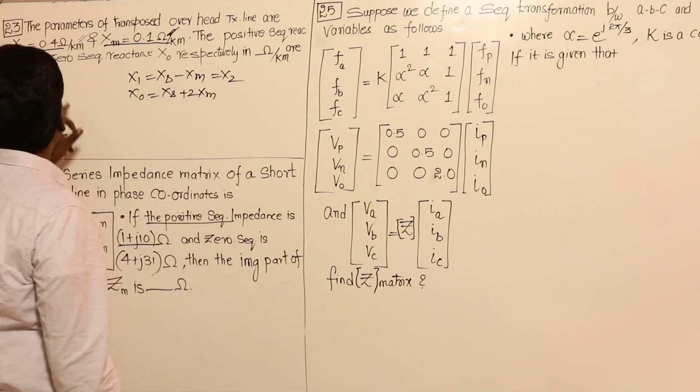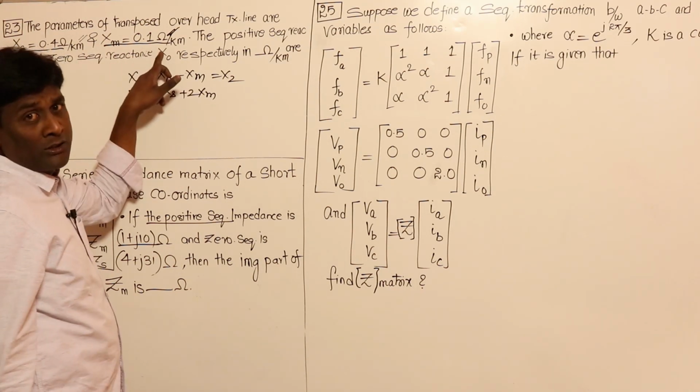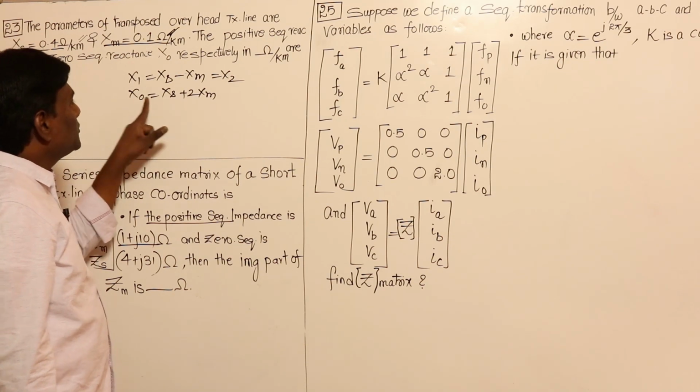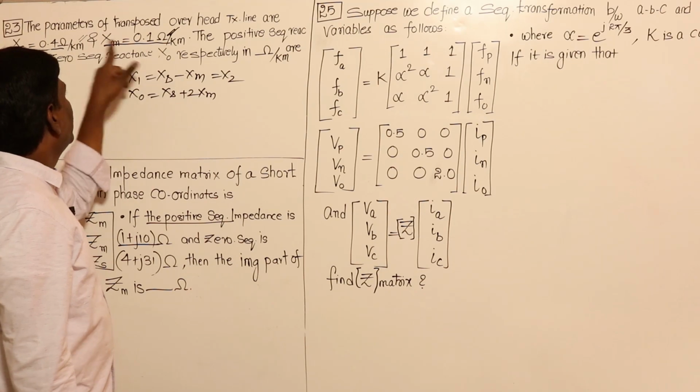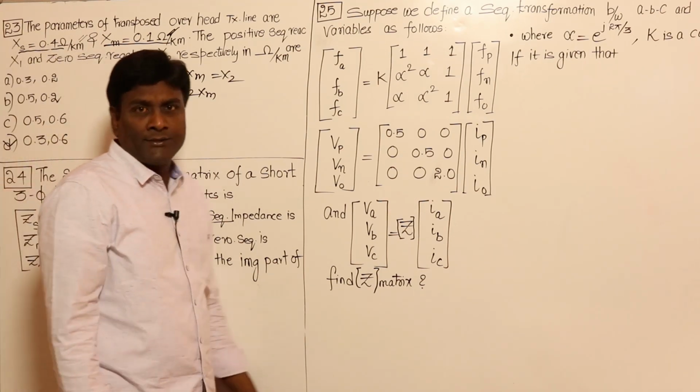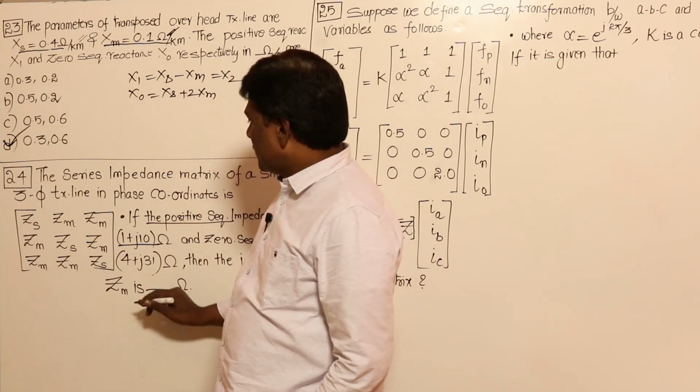So he is asking for positive sequence. Positive sequence is XS minus XM. 0.4 minus 0.1 is going to be 0.3. And X0 is going to be XS plus 2XM. 0.4 plus 2 into 0.1 is going to be 0.4 plus 0.2, which is 0.6. So 0.3 and 0.6. Now let us solve one more problem.